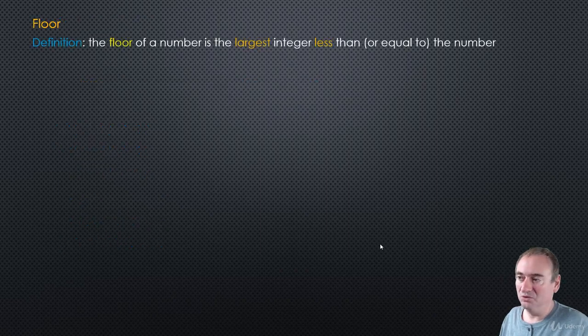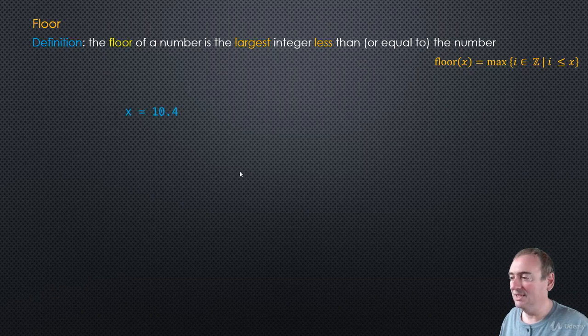So next we have floor. The floor of a number is the largest integer that is less than or equal to the number. In mathematical notation, the floor of x is the max of all the integers that are less than or equal to x. Let's take a look at an example of that.